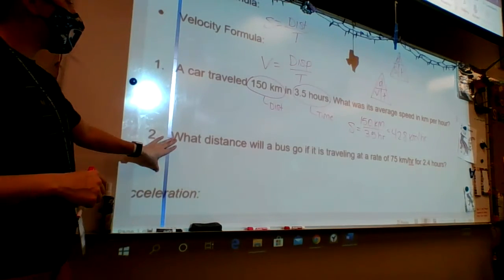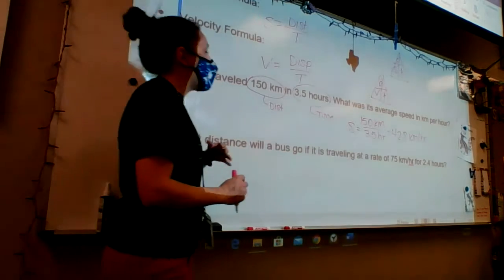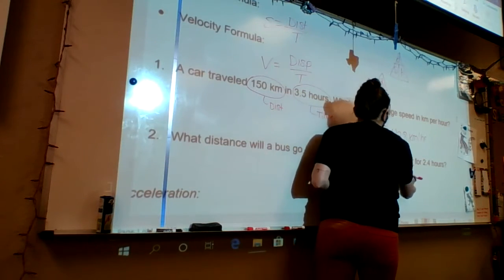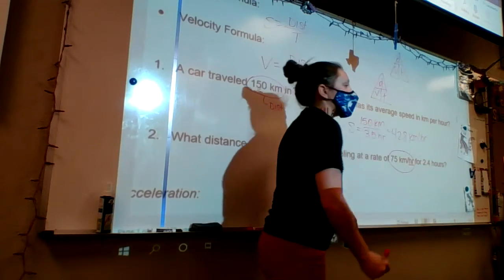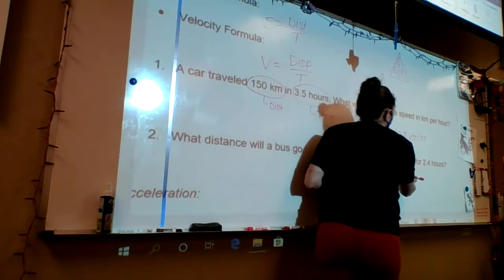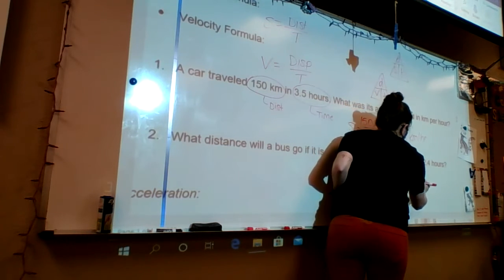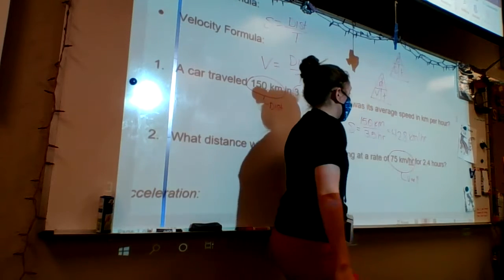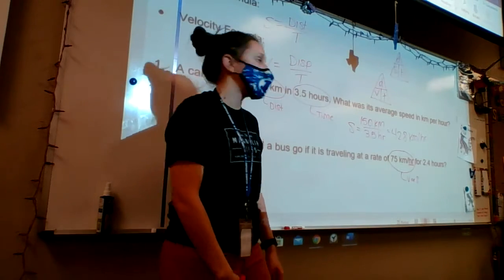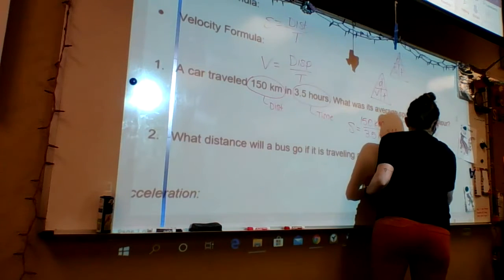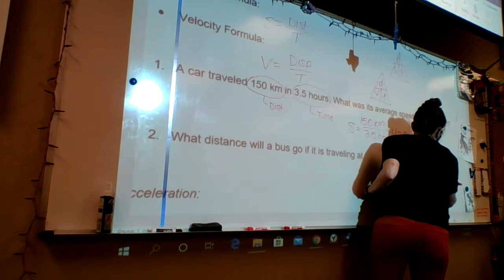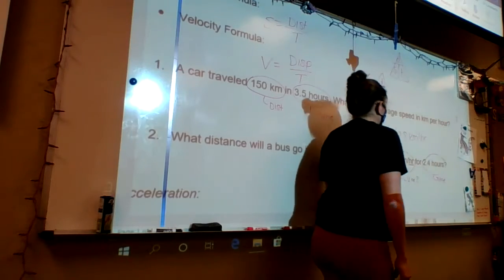All right, number 2, what distance will a bus go if it's traveling at a rate of 75 kilometers per hour? What kind of variable is that? Kilometers per hour. Velocity or speed. So this could be velocity or it can be speed. And what is 2.4 hours? Time. So this right here is my time.